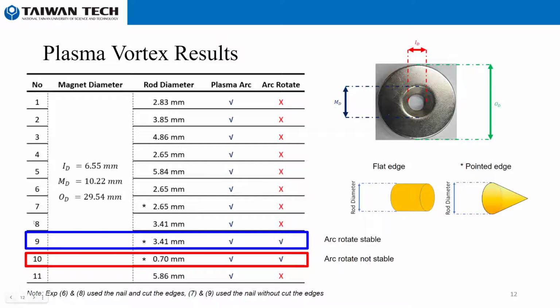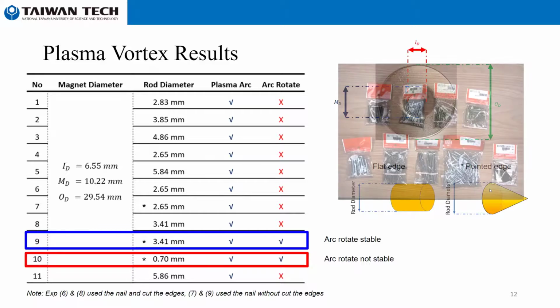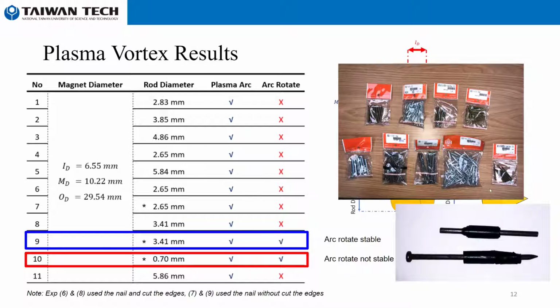Between 8 and 9, you may notice that both have the same rod diameter. We use 3.41 millimeters for both experiment 8 and experiment 9. The only difference is that experiment 8 uses a flat edge and experiment 9 uses a pointed edge. In these two pictures, this is the rod used for experiment 8 and this is the rod used for experiment 9. The only difference is the tip.